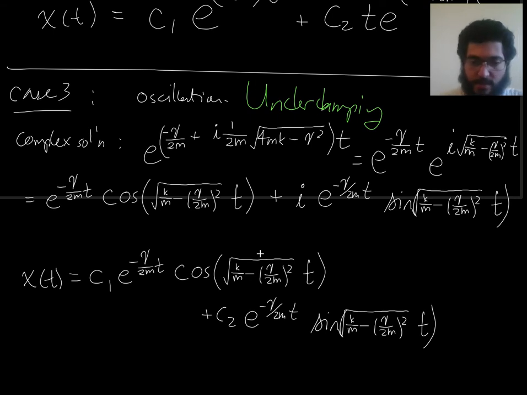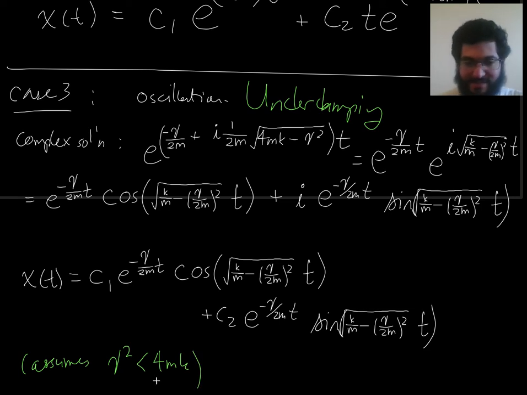This assumes gamma is small enough, where by small enough I mean its square is less than 4mk. That's what is needed to guarantee that this square root makes sense. If you didn't have this condition holding, then this square root would be the square root of a negative, right? Or I guess it could be 0, but yeah.